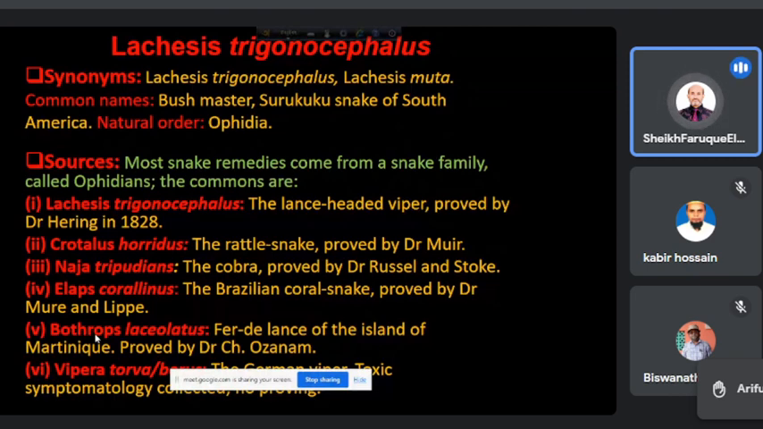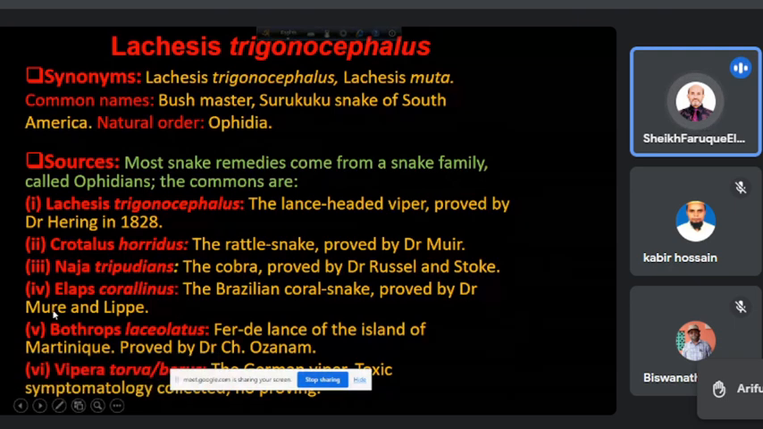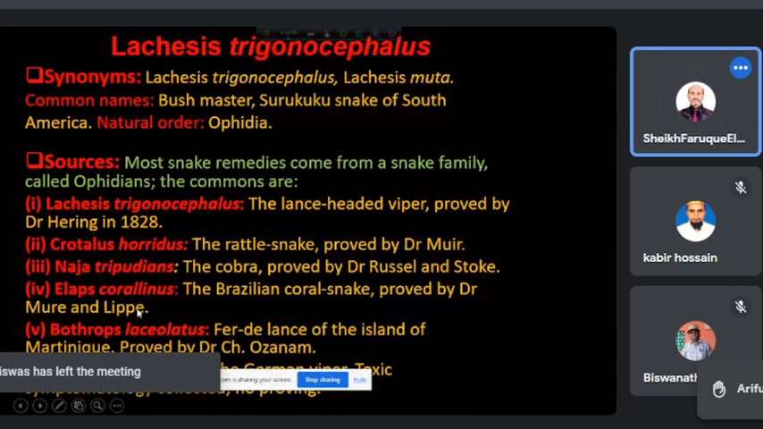So this Elaps corallinus, this is Brazilian. It is available in Brazil, Brazilian coral snake. This is proved by Dr. Murray and Lippi. Dr. Murray and Lippi. There you see Murray. Somebody will pronounce Mure, not Mure. This is Murray. This is not Lippe, as that guy he translated Lippe. No, this is not Lippe, Lippi.